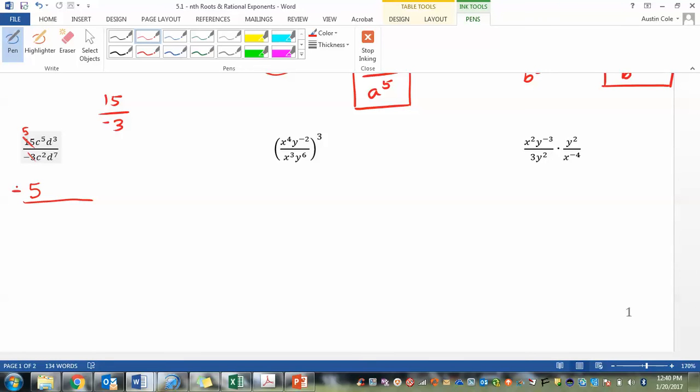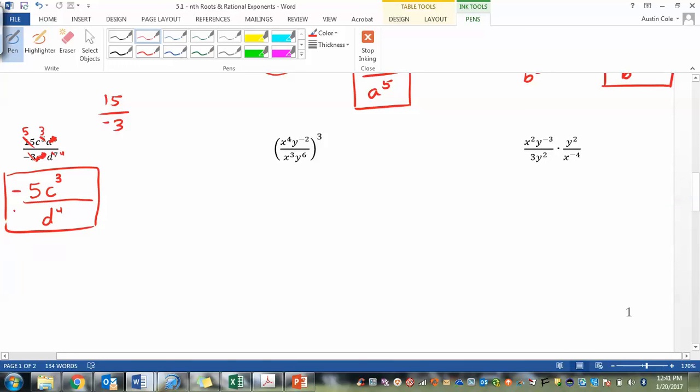Now, looking at my c's, I want to think about canceling. So I've got 2 of them in the bottom, so I'm going to cancel those and cancel 2 from there to make that a 3. So I'm going to have c cubed in my numerator. And then I'm going to cancel 3 d's from the top. Cancel 3 of them from there to make that a 4. So in the denominator, it'd be d to the 4th. Questions there?